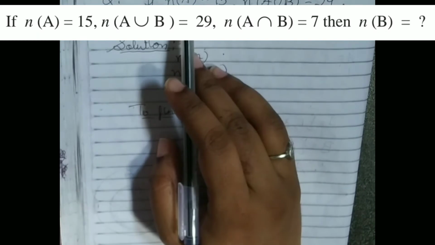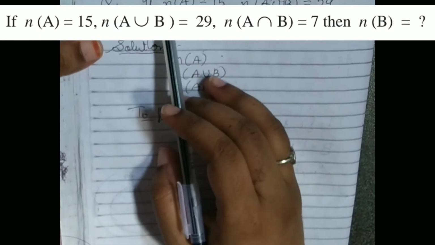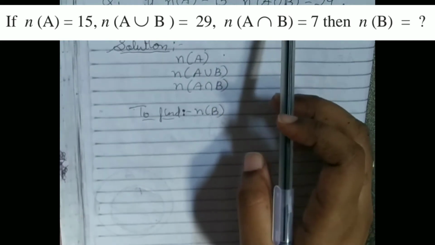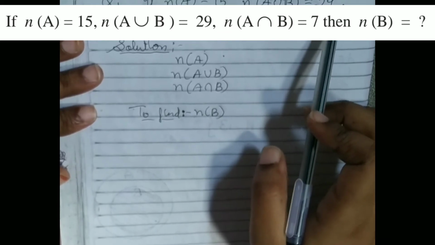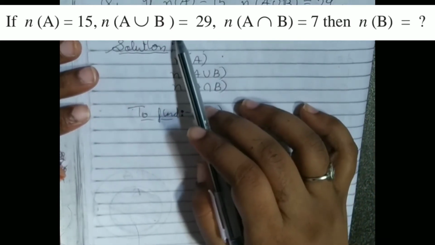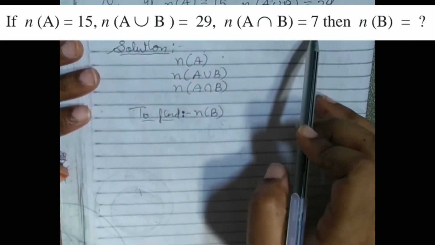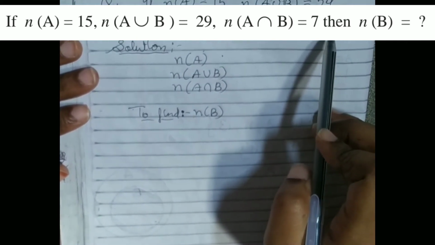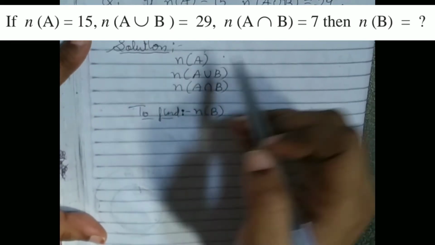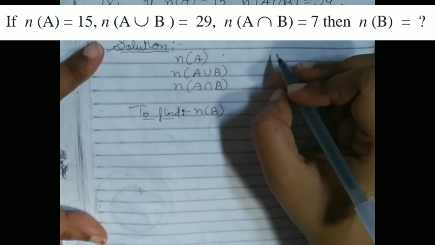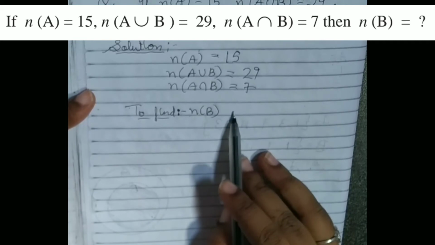We will solve this question using the formula we have studied just now. If the number of elements in A is equal to 15, the number of elements in A union B is equal to 29, and the number of elements in A intersection B is equal to 7, then the number of elements in B is equal to question mark. We have to find the number of elements in set B. For the solution of this question, we will write whatever is given. We have written all the values which are given in the question.